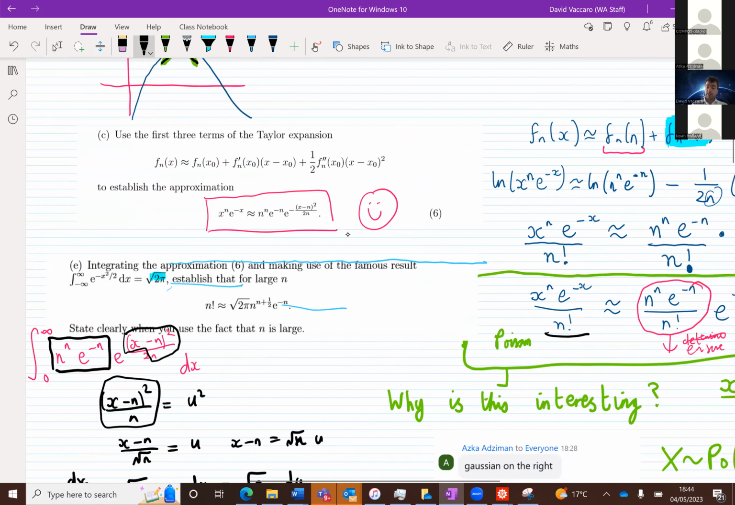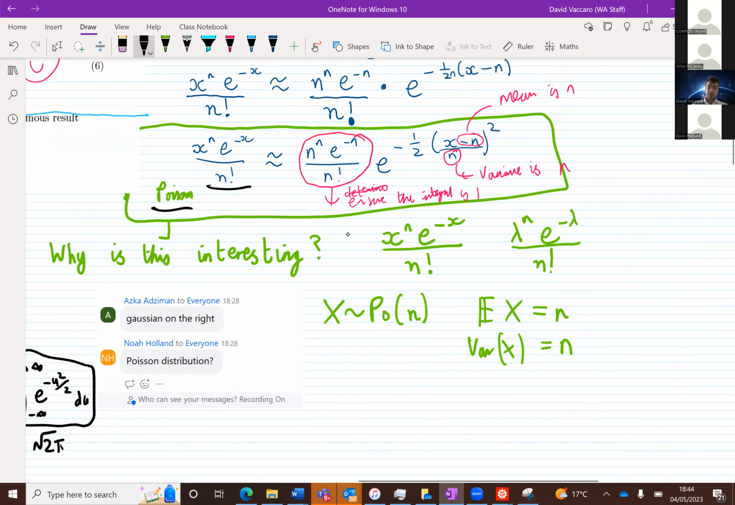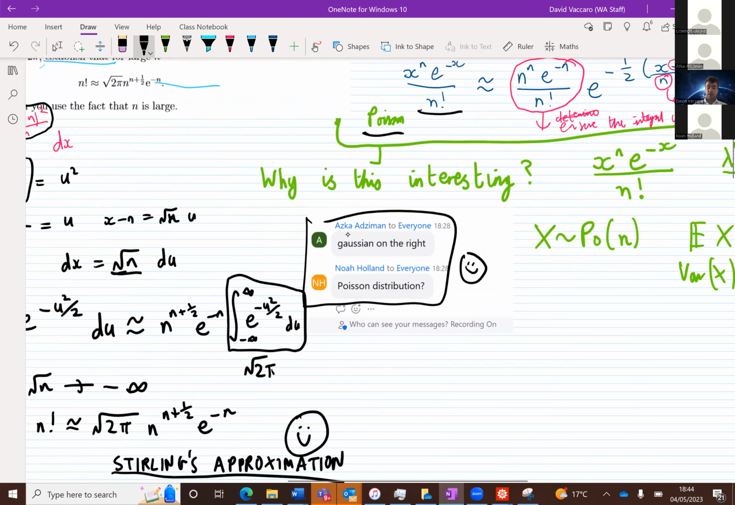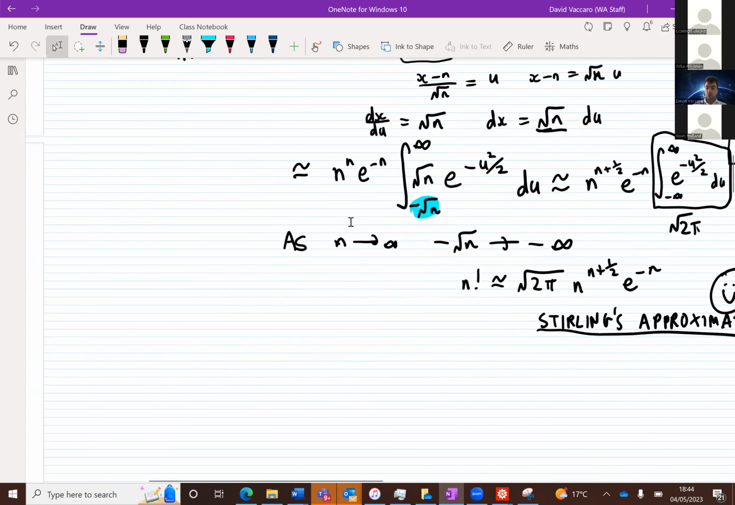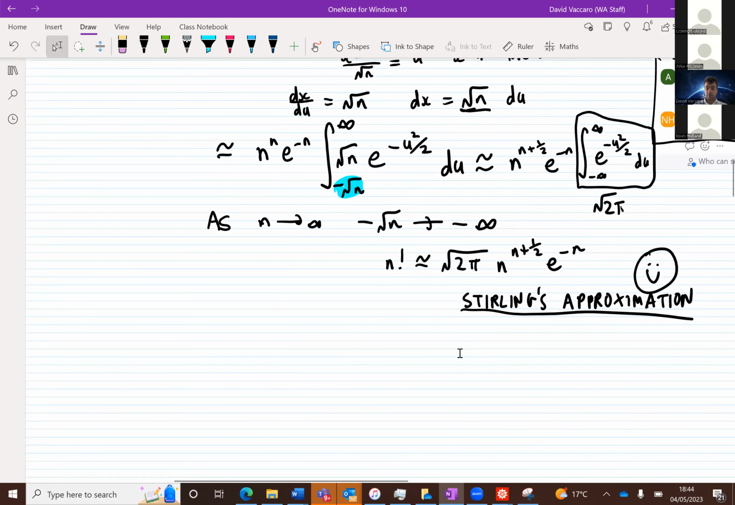Here we've got a nice little bit of maths that links the Poisson distribution to the Gaussian distribution. So Gaussian on the right, Poisson on the left. And then if we integrate, it allowed us to get the constant in Stirling's approximation. So that was my pitch for that being a nice question.